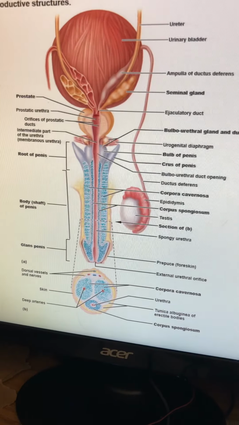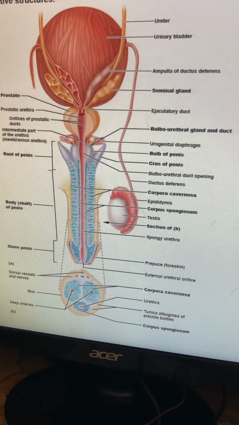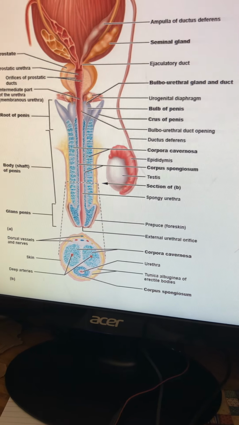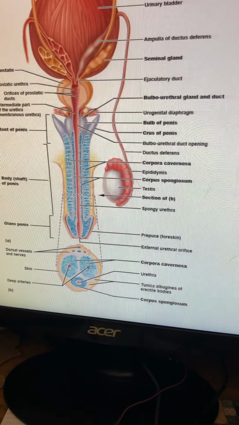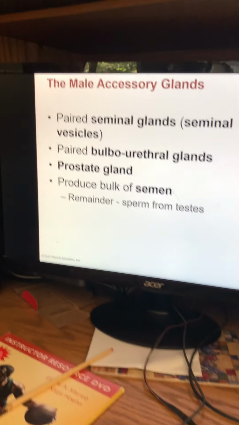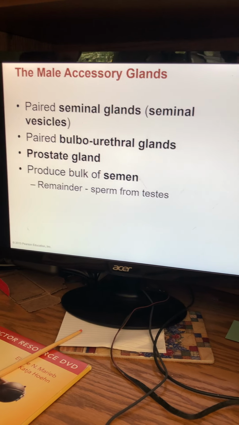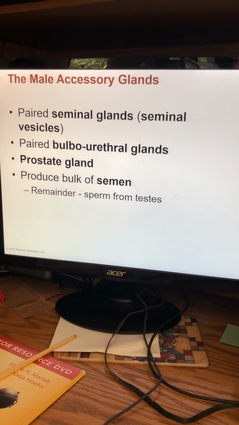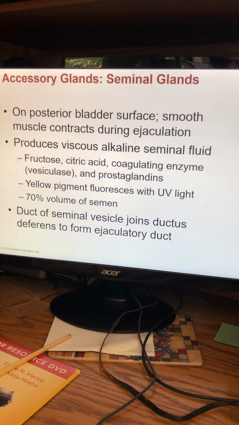So the same thing that's going to come out of the external urethral orifice is going to be urine and also ejaculation, which will include the sperm and the sperm secretions. So here are the secretions, or the glands that are going to make the secretions, and they're going to make up the majority of the semen that is going to be released from a male body.